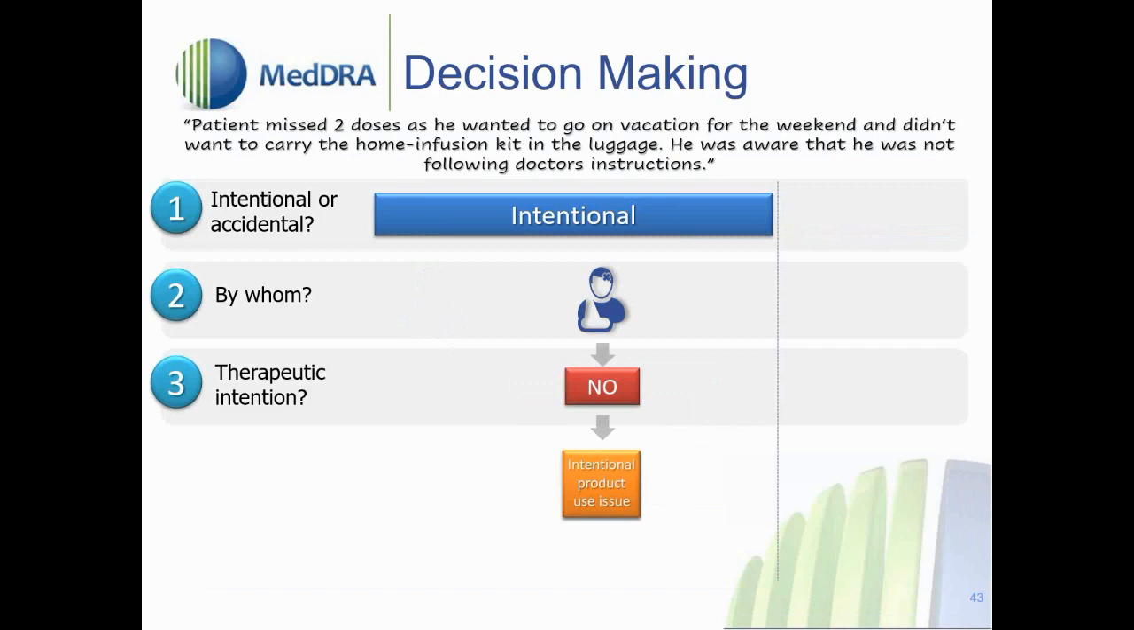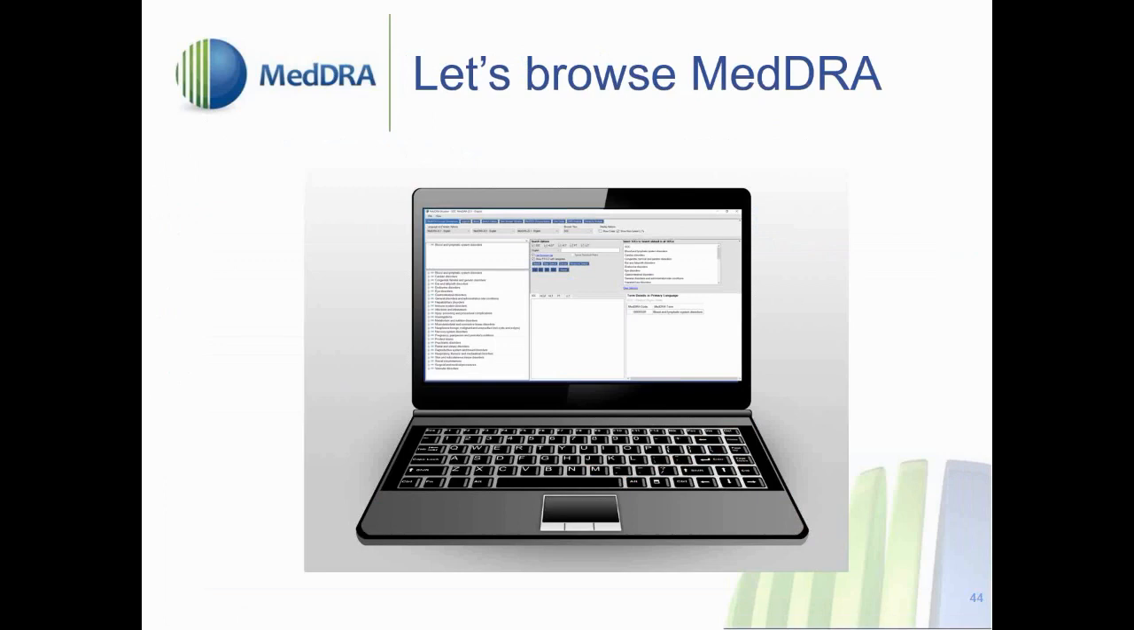The decision chart provides general guidance on how to distinguish the different concepts, but will not apply for all different scenarios. So you will still have to apply medical judgment and consider the reported information, the verbatim, when taking your decision. So here we would not go for the abuse term, but for the intentional product use issue. Consider this an intentional product use issue.